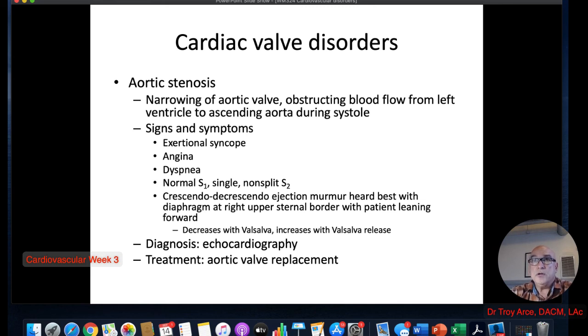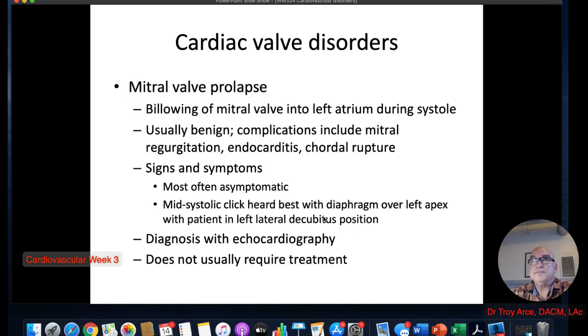Diagnosis is through echocardiography. So the echo, the magic echo, it comes up a lot on these because whenever you see valve disorders, you're going to see echo in the diagnosis because they're actually looking at the valves. They can see the valves. The ECG will only tell you so much, but some people that are really good at reading those could actually predict a lot of the stuff that's going on. And the treatment is the aortic valve replacement.